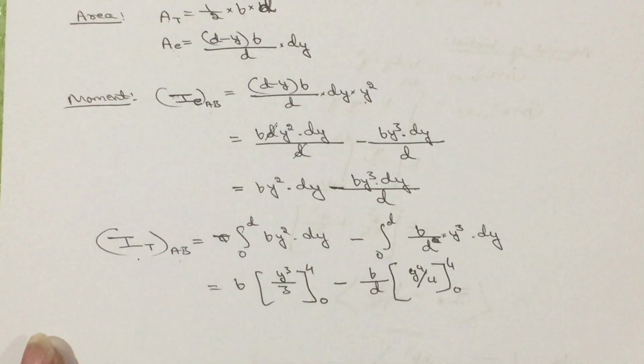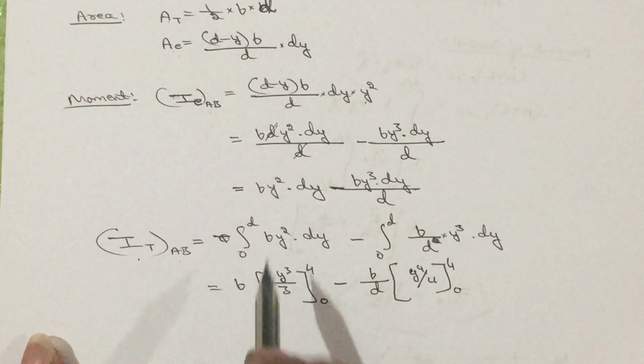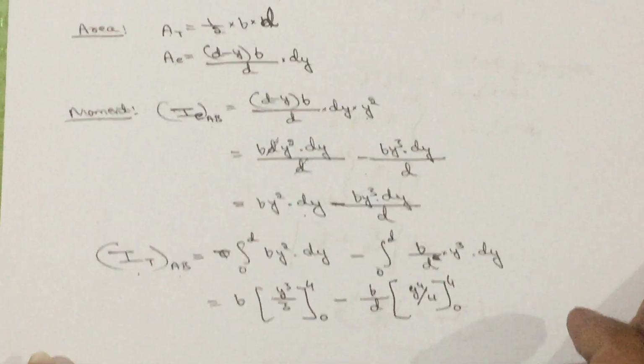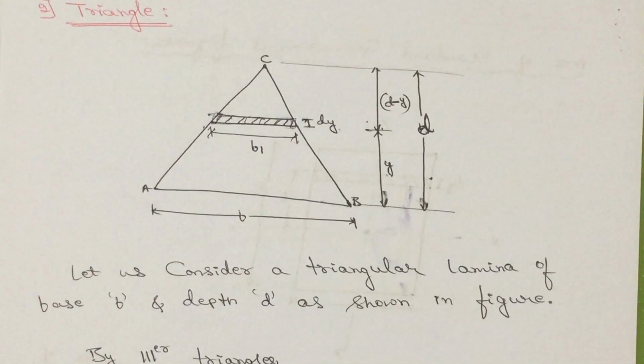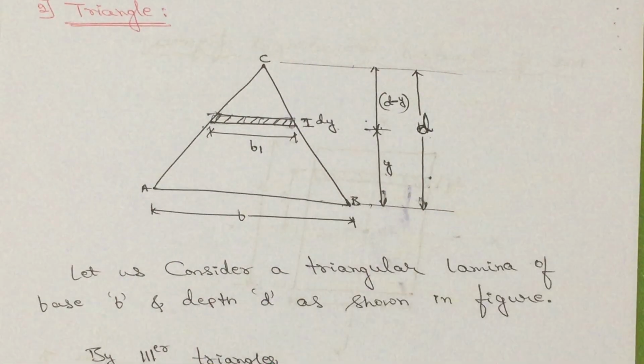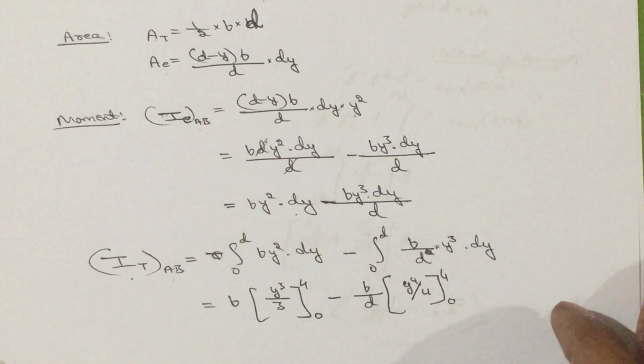Then calculate the moment of inertia of the total area with respect to the base AB. What we need to do? We need to integrate this value with respect to the limits. Limit is what? Here the base starts from 0 and the total height is d. So, the limit will be 0 to d.